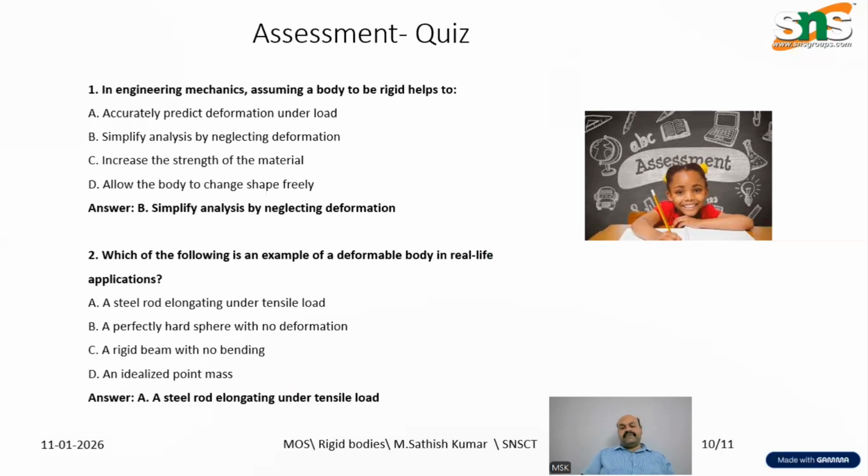And coming to the second one, which one of the following is an example of a deformable body in a real life application? A steel rod elongating under tensile load, a perfectly hard sphere with no deformation, a rigid beam with no bending, an idealized point mass. So among these A, B, C, D options, A is the right answer since the steel rod elongating under tensile load comes under the deformable body, and the other things are examples of rigid bodies.